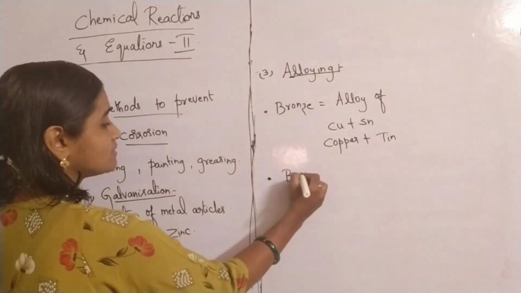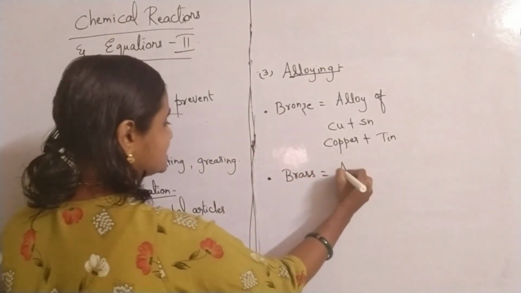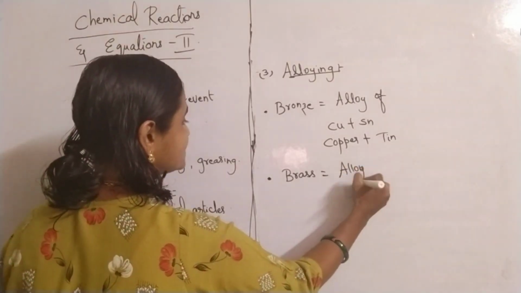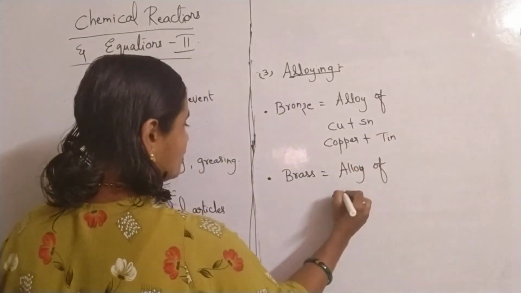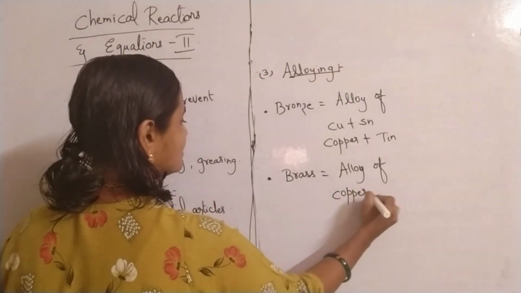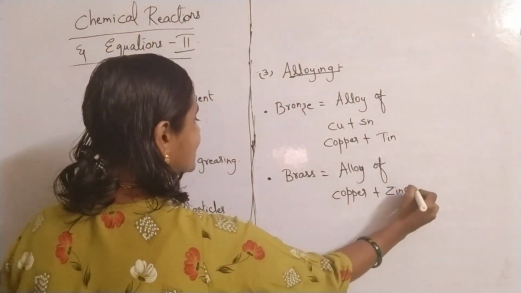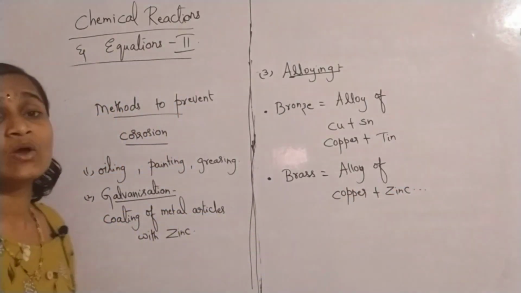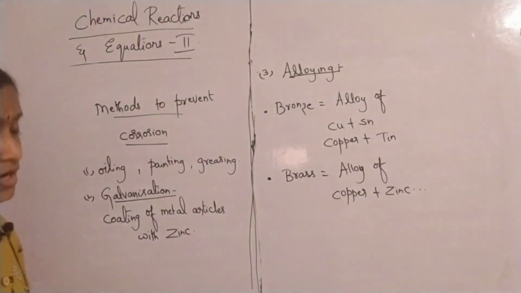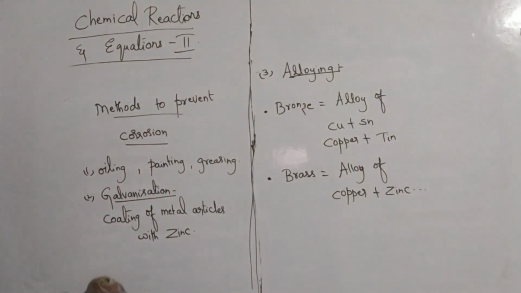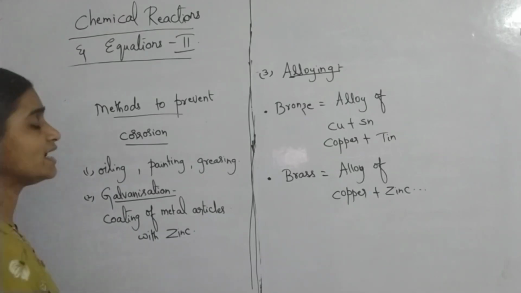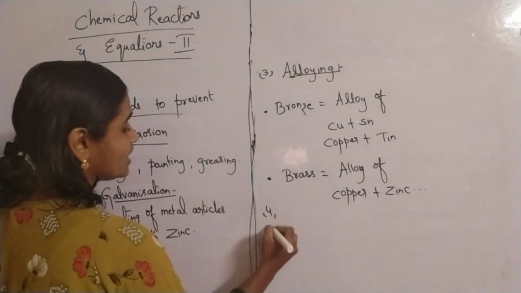And brass is an alloy of copper and zinc. Like that you have many alloys. Alloying is one of the methods of preventing corrosion. You can reduce corrosion by the alloying process.